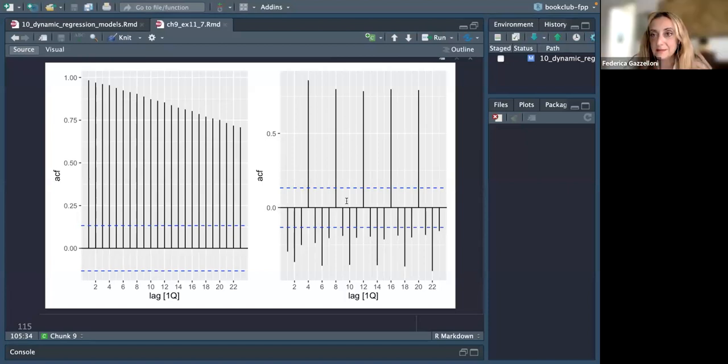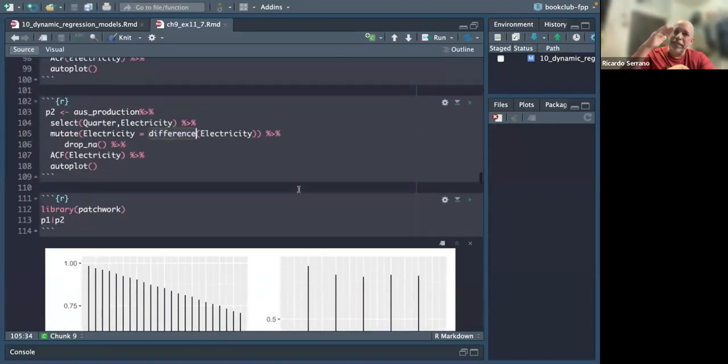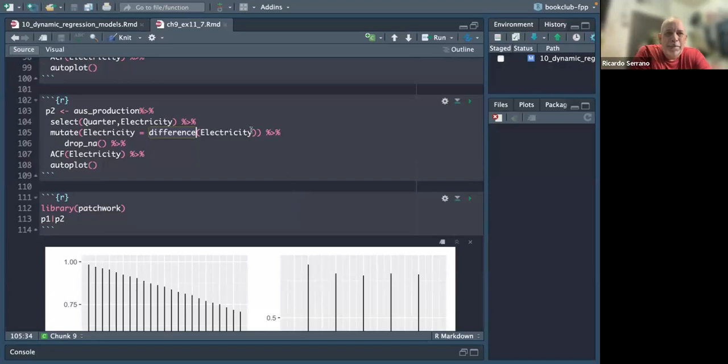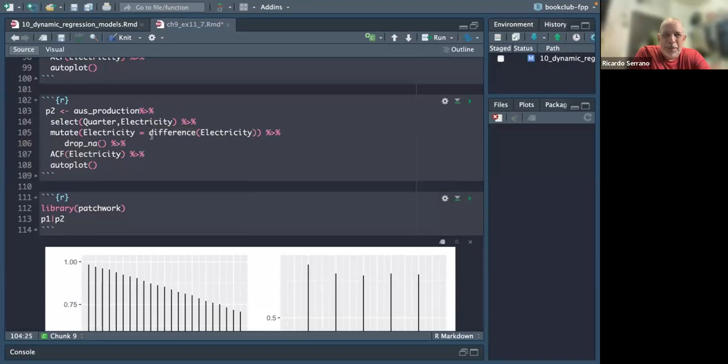So the difference that you need there, apart from the difference of one, is a difference, but this time of four, because you have four periods per year, right? A quarter. So if you apply a difference of four, and then apply the difference again, two differences, one for the seasonality and one for the trend, then probably you'll get a stationary time series. So you have to apply the difference two times. Okay. Let's have a look at this.